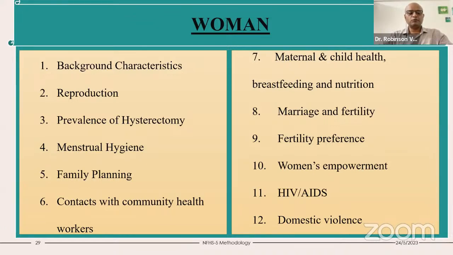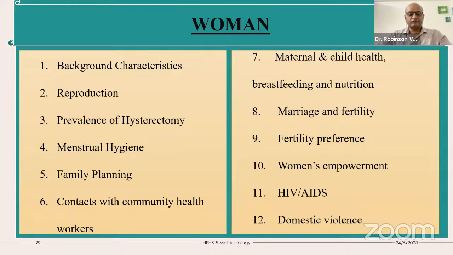In women's empowerment, we asked them who is the decision-making authority in the household. We also asked women about the ownership of a bank account or savings account which they themselves use, whether they have a mobile phone which they themselves use, and ownership of land. For HIV and AIDS, we asked them about knowledge of HIV and AIDS, knowledge of methods of HIV transmission, sources of HIV information, ways to avoid HIV, any previous history of HIV testing, and any stigma related to HIV.